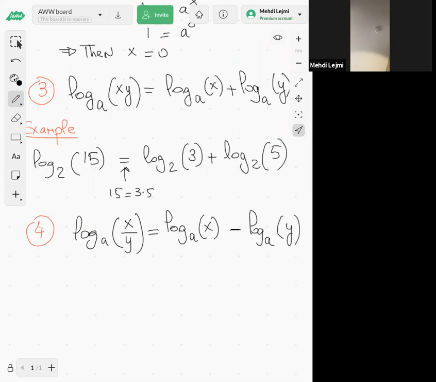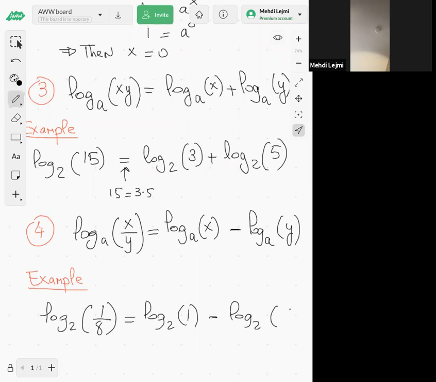Okay, so for example, say you have this log in base 2 of 1 over 8. So we said if you have a division, then that will be the difference between the logs, right? So that will be the log in base 2 of 1 minus the log in base 2 of 8, because it's 1 over 8.